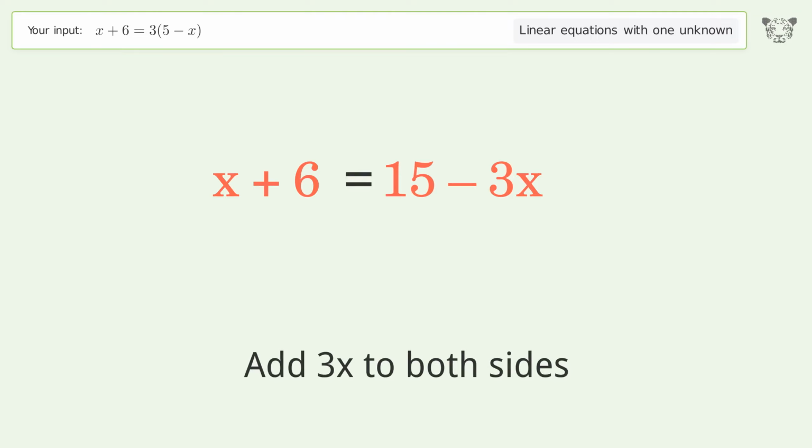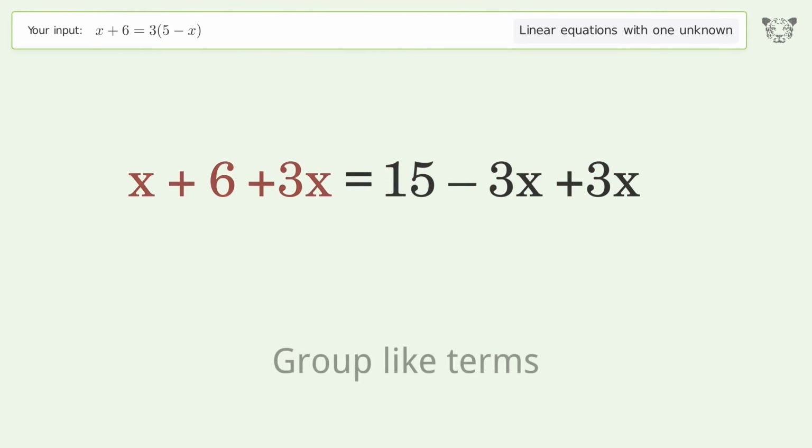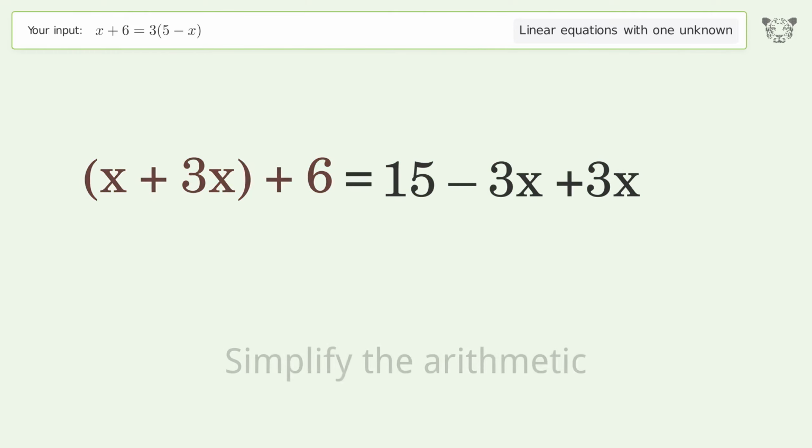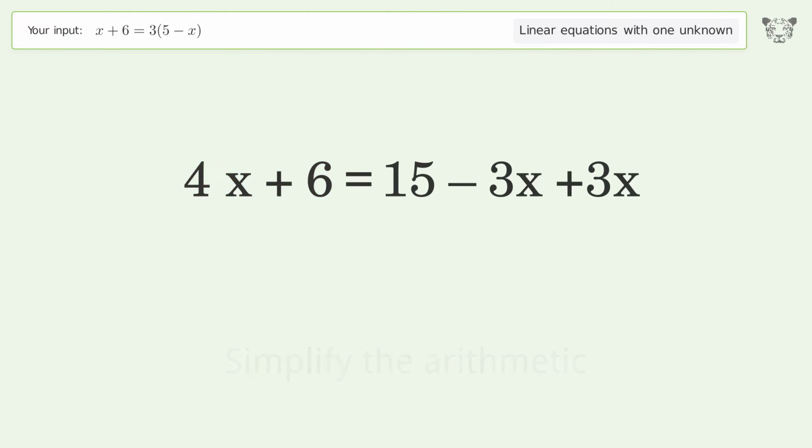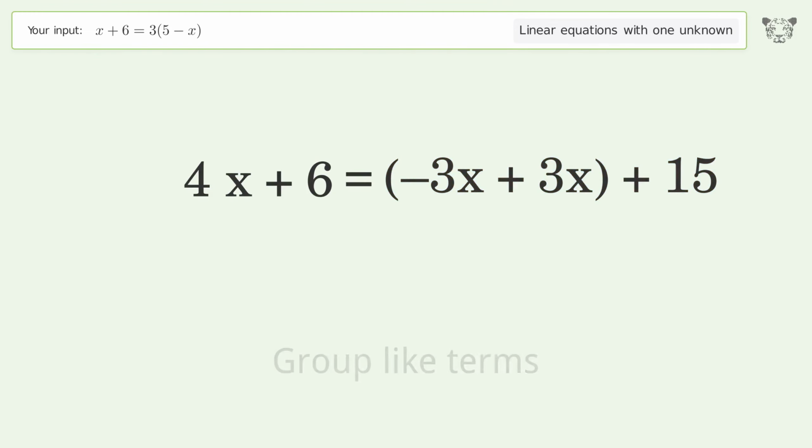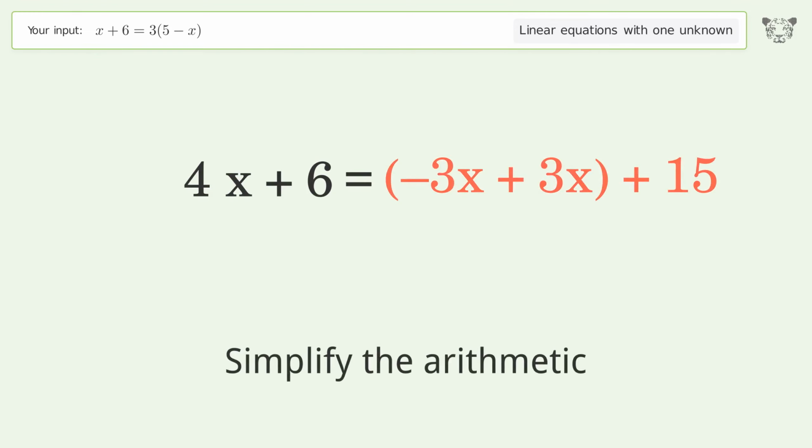Add 3x to both sides. Group like terms. Simplify the arithmetic. Group like terms. Simplify the arithmetic.